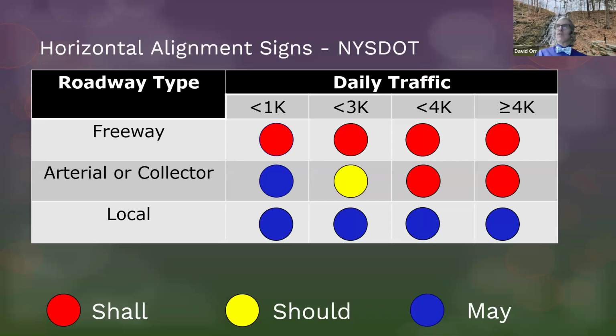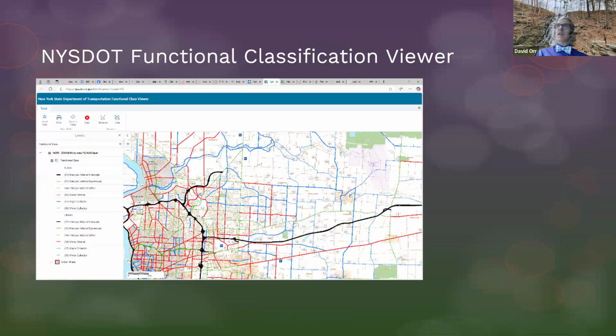Now, if you're not sure if you've got a road that's a federal classified road, New York State's functional classification viewer can be used. And you pull that up and you can see all the roads that are marked in this map that are red and green and blue would be roads that count as arterials and collectors. So you can see this is near Buffalo, okay? All the roads that would be marked in this case.